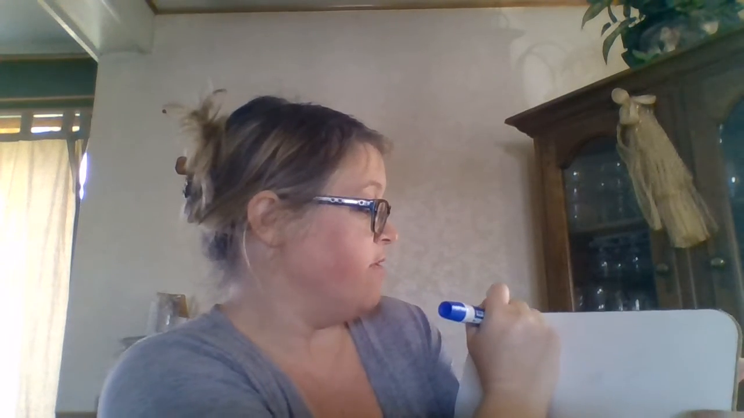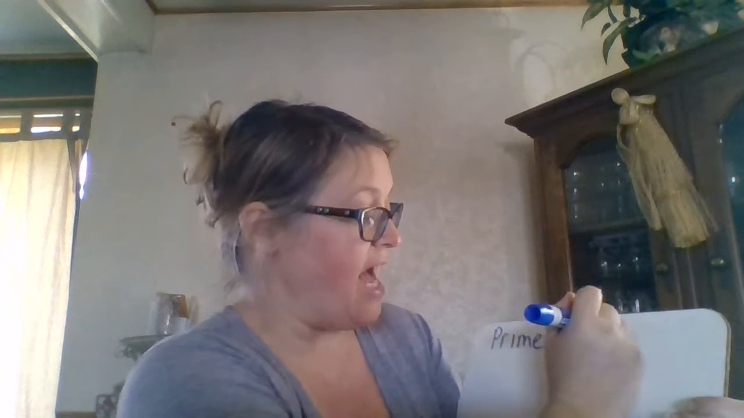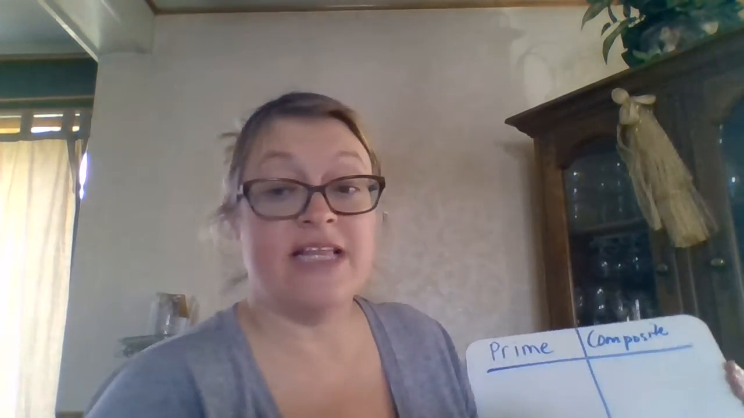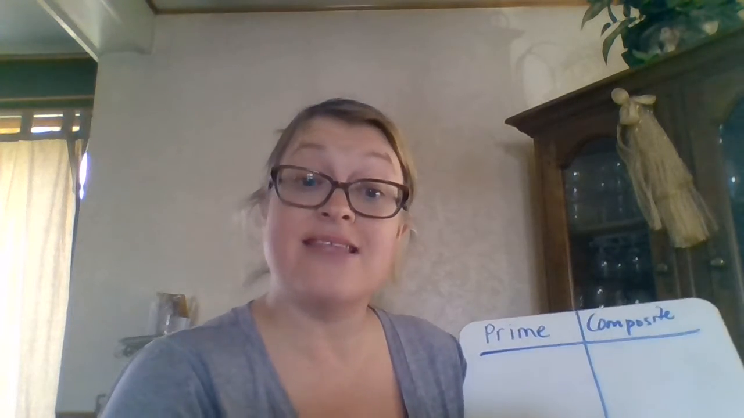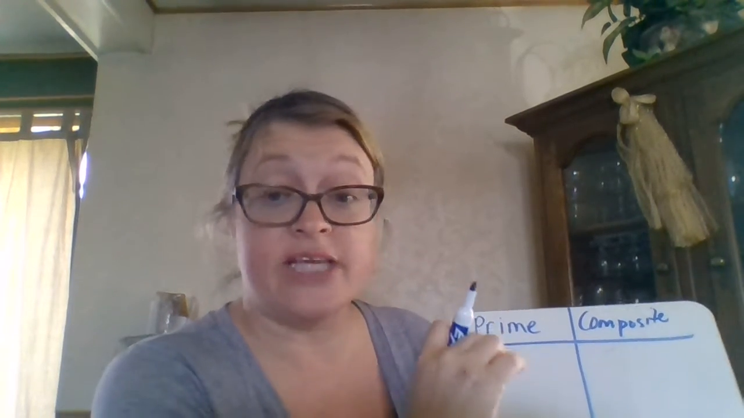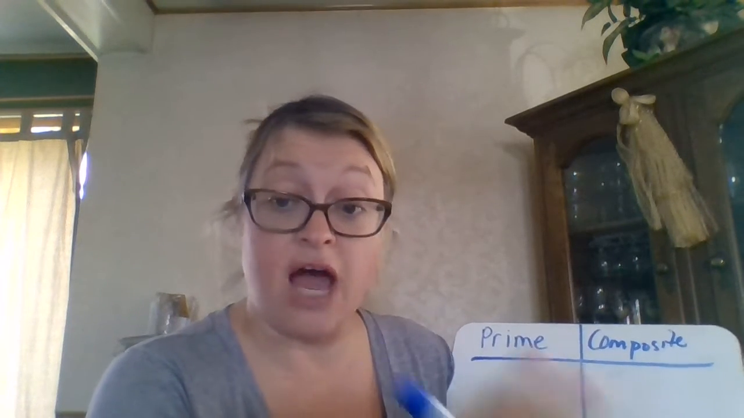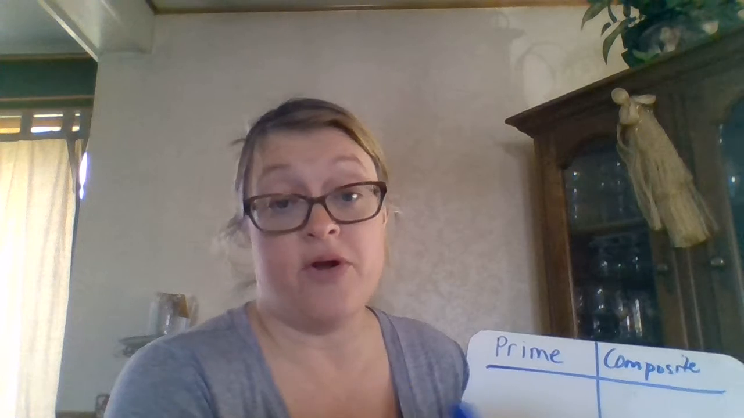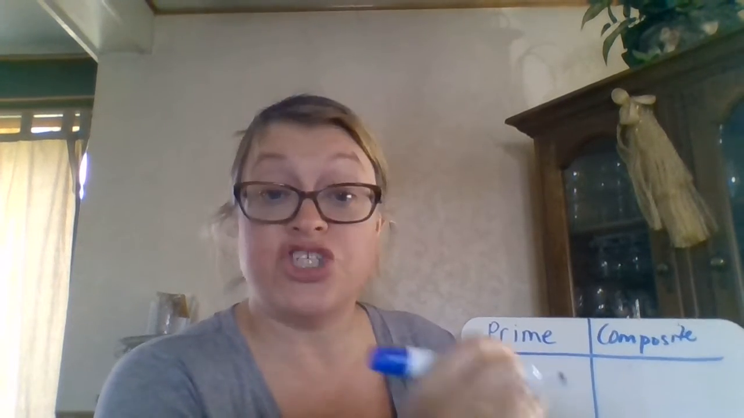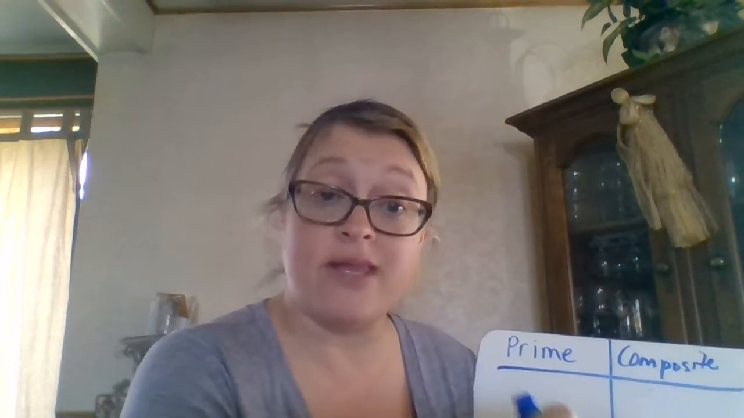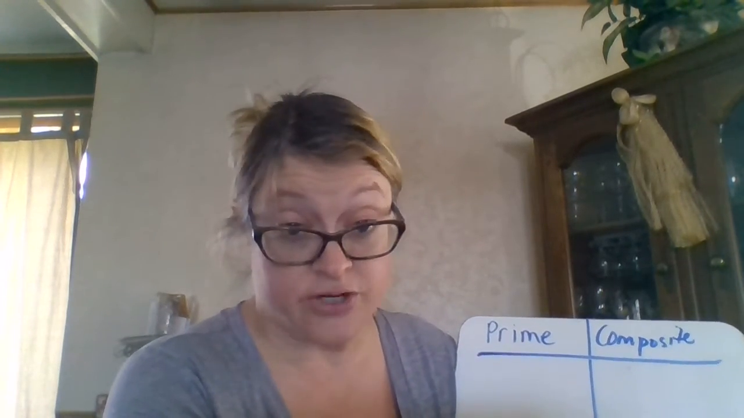Shade in the prime numbers blue and the composite numbers green. Okay, so just in case you forgot, a prime number is a number that you can only make by doing itself times 1. It's the only way. It's prime because it only has 2 factors. Composite is a number that can be made more than just one way when you multiply 2 numbers together. Itself times 1 plus at least one other set of factors.